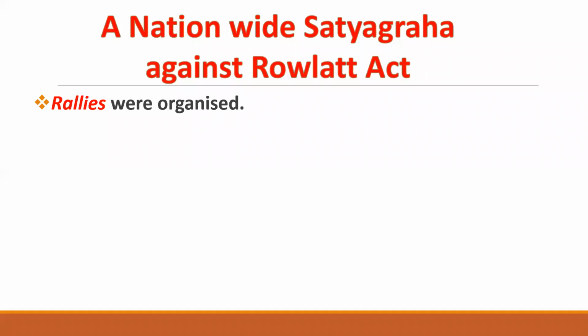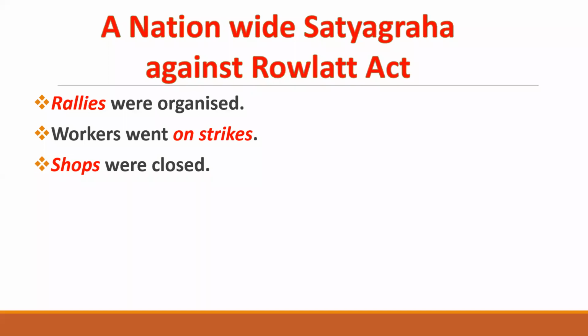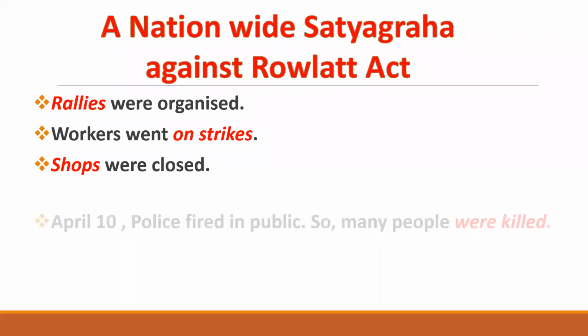Now whenever Indian people protested against anything, they always did rallies. So rallies were organized at that time, and workers went on strike. Next important point, shops were closed. These were the methods by which people protested against the government. First of all, rallies were organized where the Rowlatt Act was protested. Second, workers went on strike. Next, shops were closed.